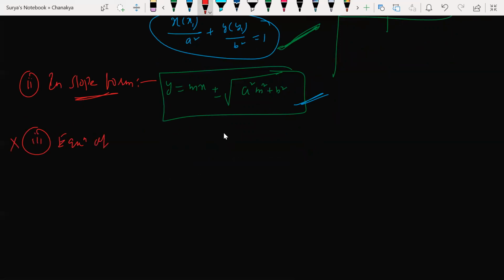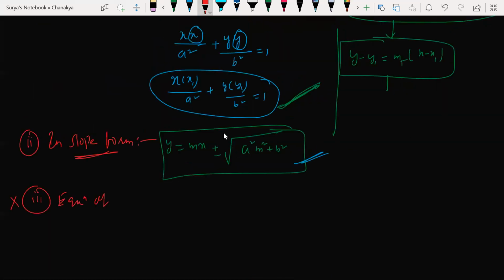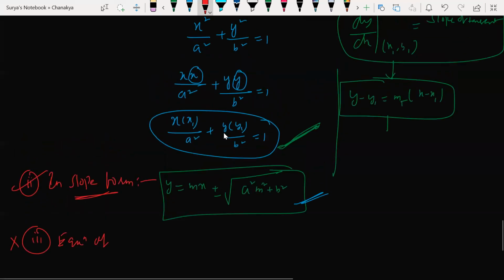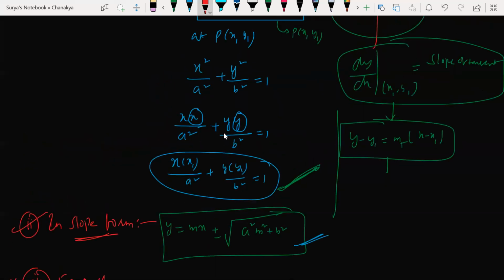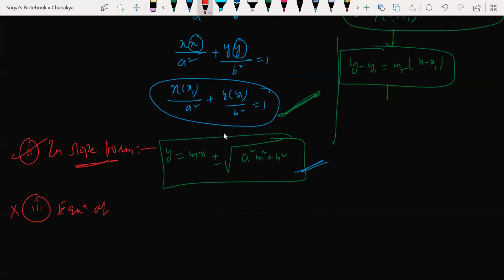We'll not be using it many times actually. We'll be using point form or slope form most of the times. Guys, whatever we are learning here, these all are tangent equations only, but in different forms. What is the tangent equation in point form, what is the tangent equation in slope form, okay. In parametric form, what is the tangent equation? All these are tangent equations of the same ellipse.